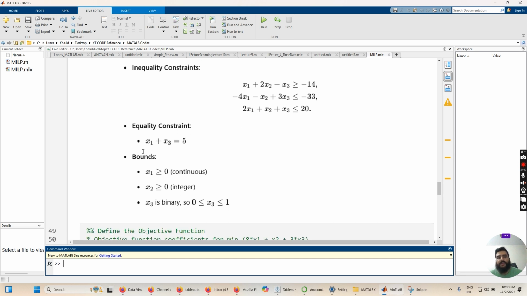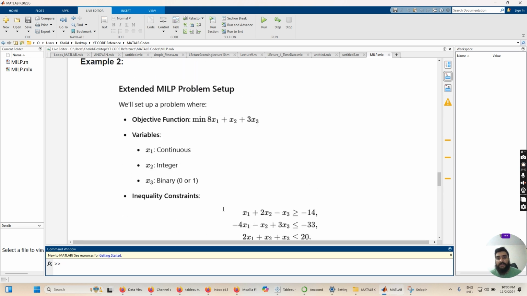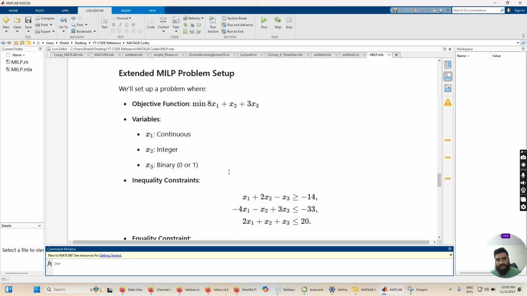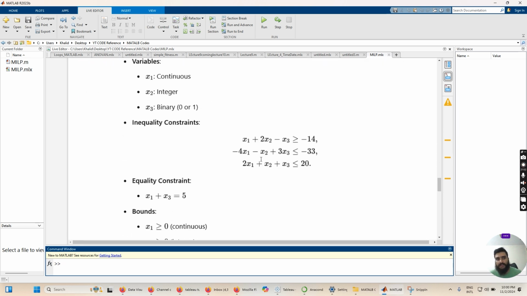That being said, we also have some bounds based on the conditions we have defined earlier. So we say that x1 and x2 must be greater than or equal to 0. So we are setting the bound that x1 and x2 should not be negative numbers. In our case, we are setting x1 to be continuous and x2 to be integer, and x3 can only take the value of 0 and 1 as a binary variable.